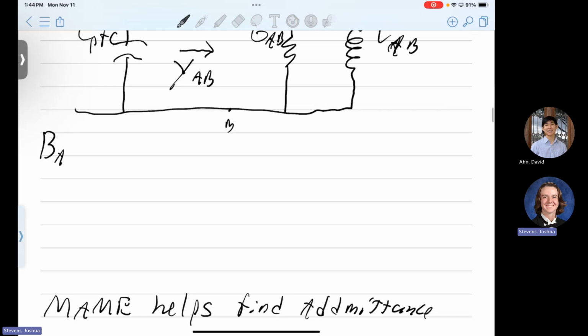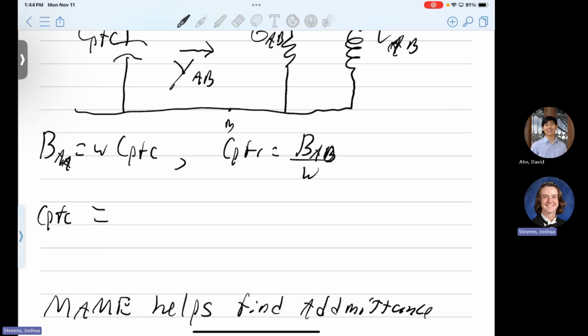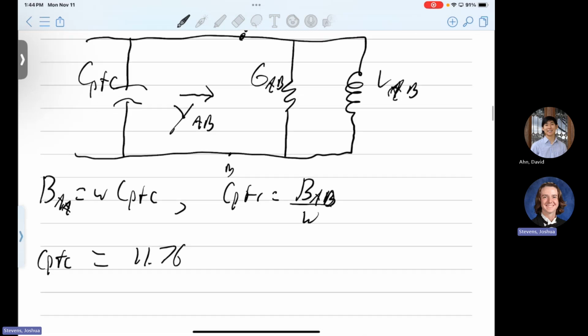Susceptance at AB equals omega. I'll just say power factor correction. This thing, right? Yeah, that's right. So for that power factor correction, it's just the susceptance over omega. Power factor correction equals 11.76, what did I write for that? 765 times 10 to the negative third, all over 4. So the power factor correction for the capacitor will equal 2.941 millifarads.